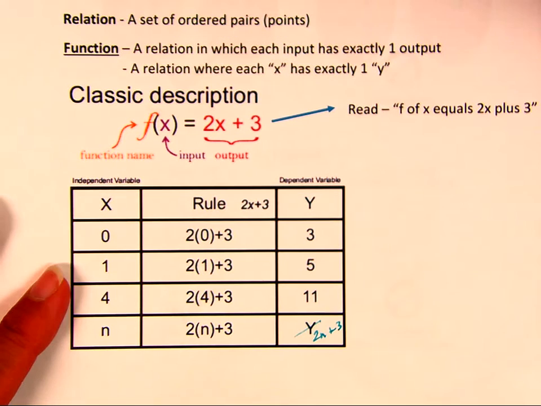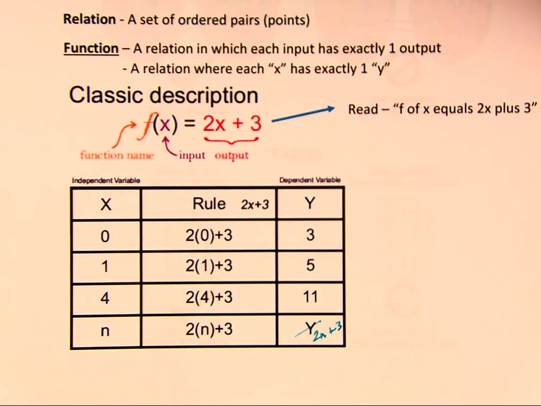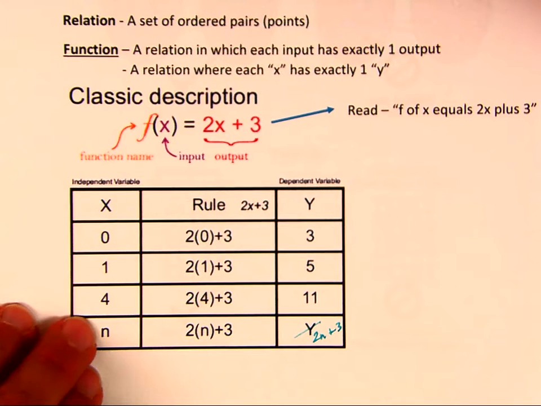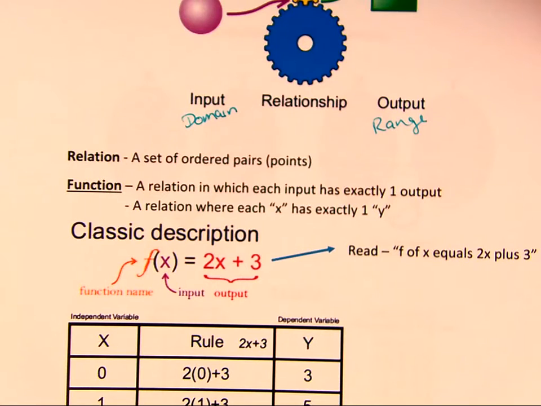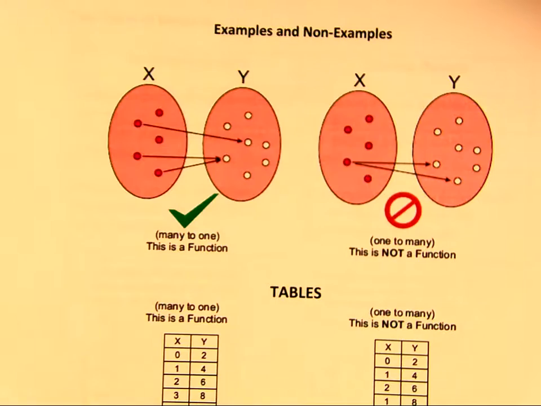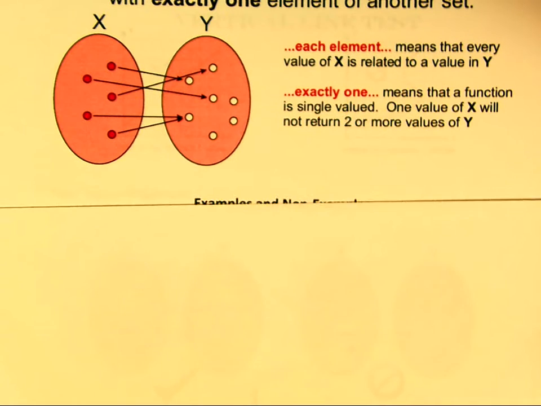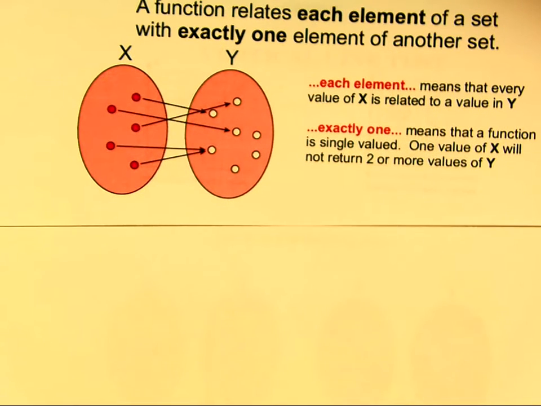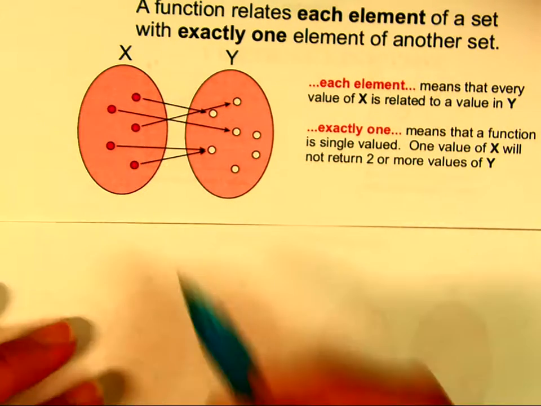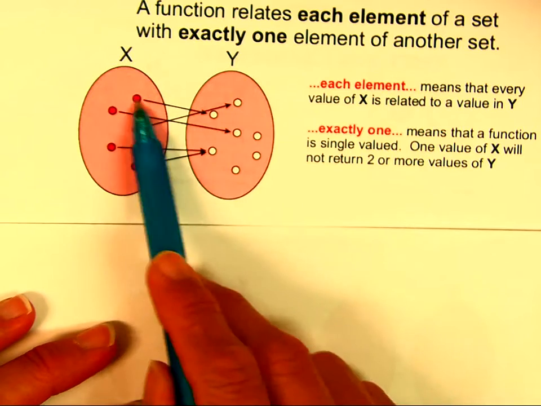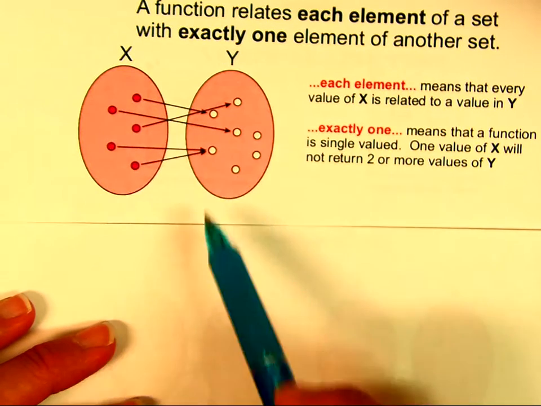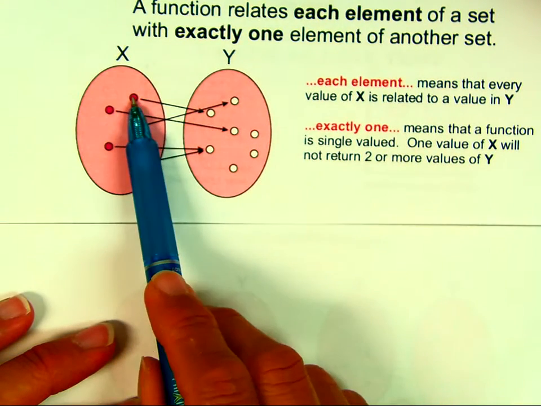Because that's what you get. You get a y value, but you're getting the 2n plus 3. Okay, so function. Every x has to have exactly 1 y. So when we look at this, there's different ways you can do it. So this is kind of like a little machine where every one of these dots has a little arrow going to another one. So we want to make sure that every x has exactly 1 y.